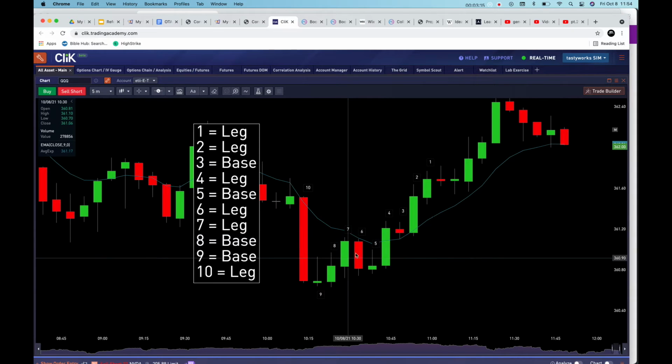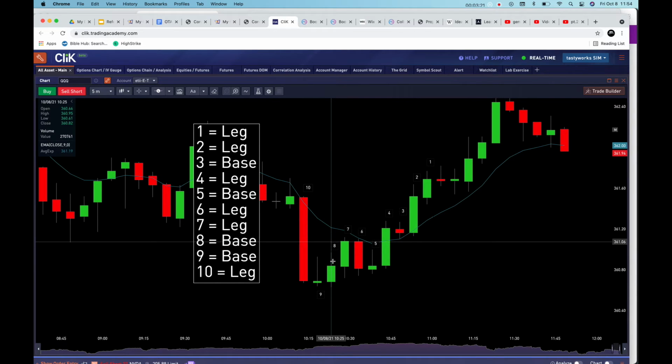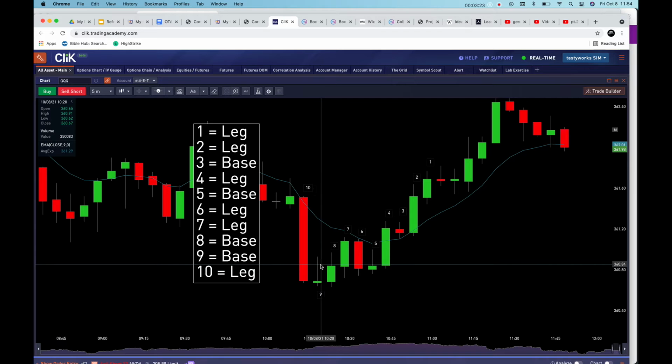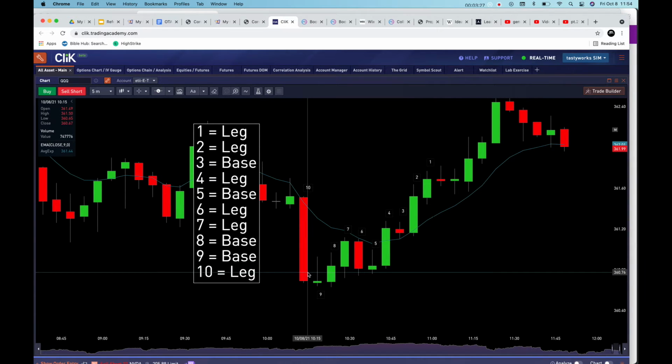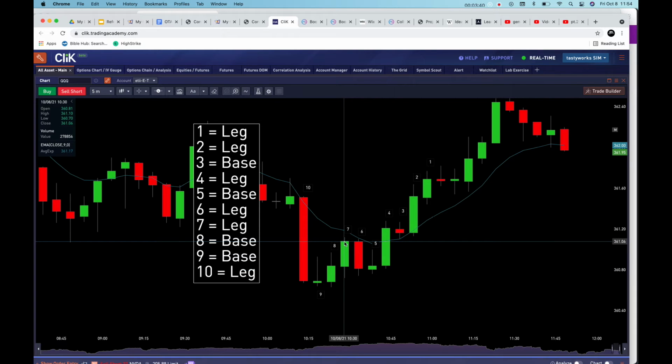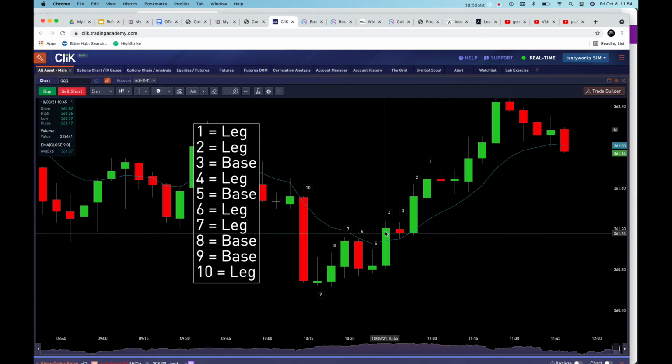So this part is a little bit tricky. Candle 7 closes beyond the range of candle 8. Candle 8 closes within the range of candle 9, and candle 9 closes within the range of candle 10. Therefore, this candle 10 is obviously a leg candle, but that would make this formation a drop, base, rally. And then again, we have a drop, base, rally.